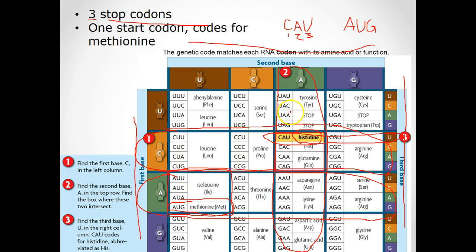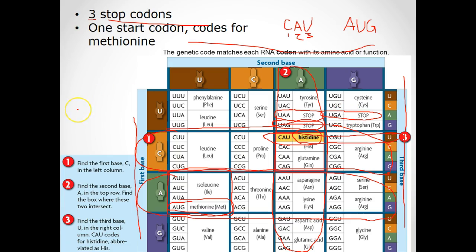Notice up here though, there are three stop codons. So you've got this stop codon, UAA, this stop codon, UAG, and this stop codon, UGA. If any one of those three stop codons is reached, translation stops. We call that termination, and our protein is complete. Okay, that's where we're going to leave it.